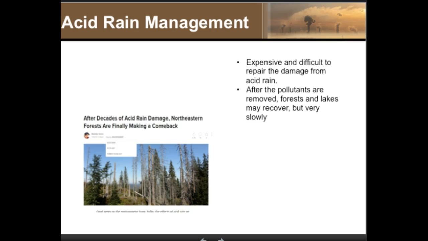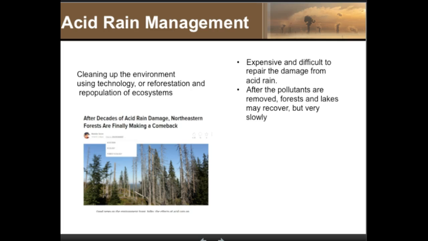And then if we're going to remediate, this is very difficult with acid rain, there really isn't a lot we can do to clean it up. Basically, forests are going to take a long time to recover. Obviously, replanting right away until the acid rain problem ceases, you're just going to plant and those seedlings are going to be damaged by the acid rain. But over many, many years, forests and lakes, 40, 50 years, will start to recover. So here we're cleaning up the environment using technology or reforestation and repopulation of ecosystems.